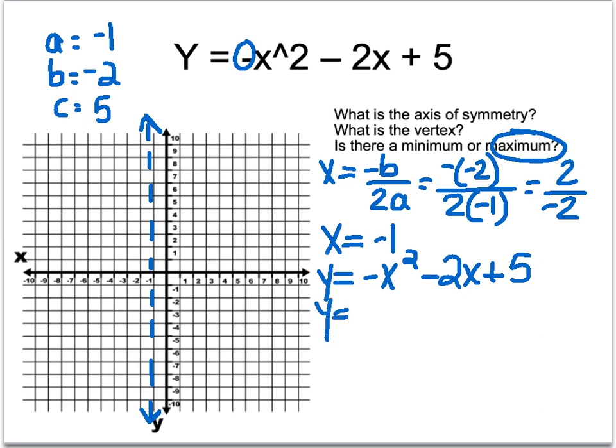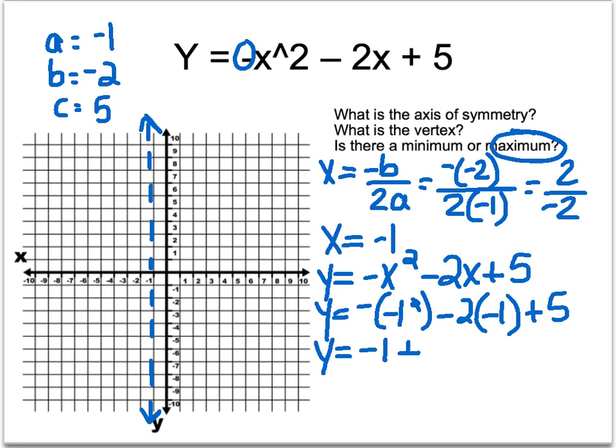So I have y equals negative 1 squared minus 2 times negative 1 plus 5. So that gives me y equals 1 plus 2 plus 5, and so that gives me 3 plus... which is 8. So the vertex or the turning point is the x-coordinate negative 1 and the y-coordinate positive 6. So negative 1, positive 6 is up here.